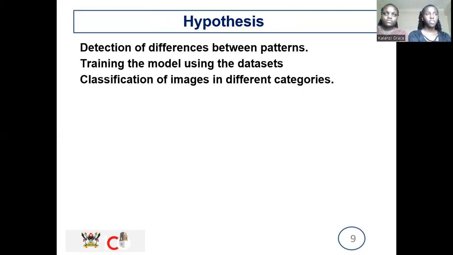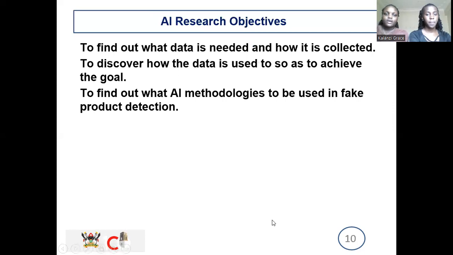Then what we hope to get out of it, because remember we're looking out for what data, so we're going to use that data that we got from the research to train the model, using the data sets. Then we are going to be classifying images. The model should be able to classify images in different categories.